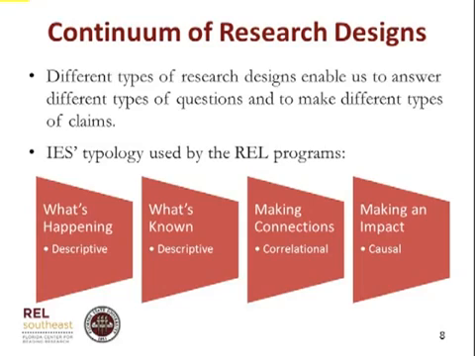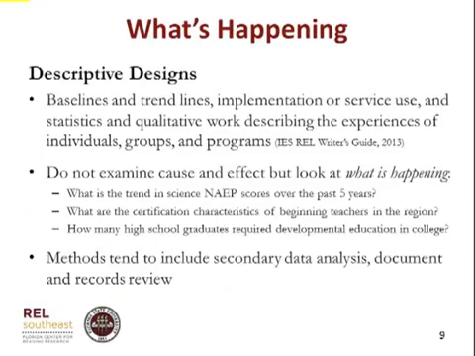Each of these product titles denote the type of research design, the type of question being answered, and the type of information that can be gleaned from the design used. First is descriptive research. IES calls descriptive research using baselines and trend lines, implementation or service use, and statistics and qualitative work describing the experiences of individuals, groups, and programs by the product category of what's happening.